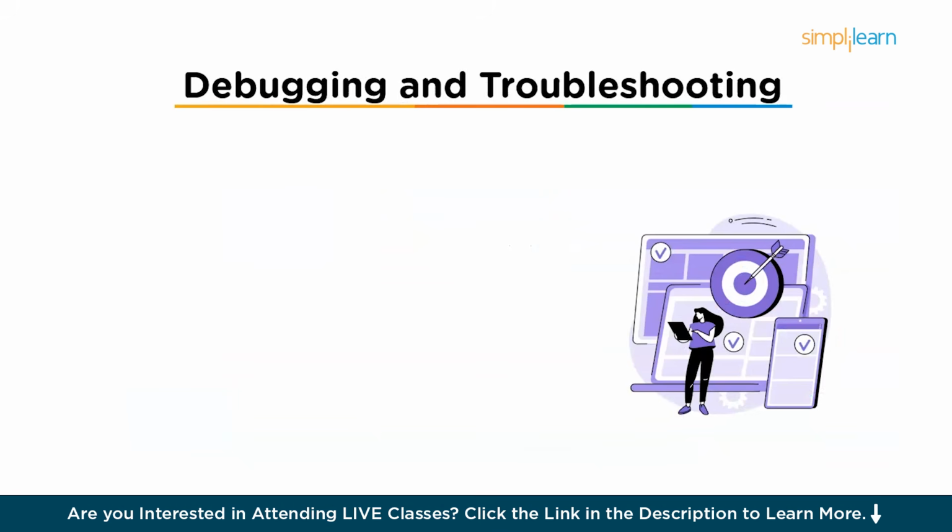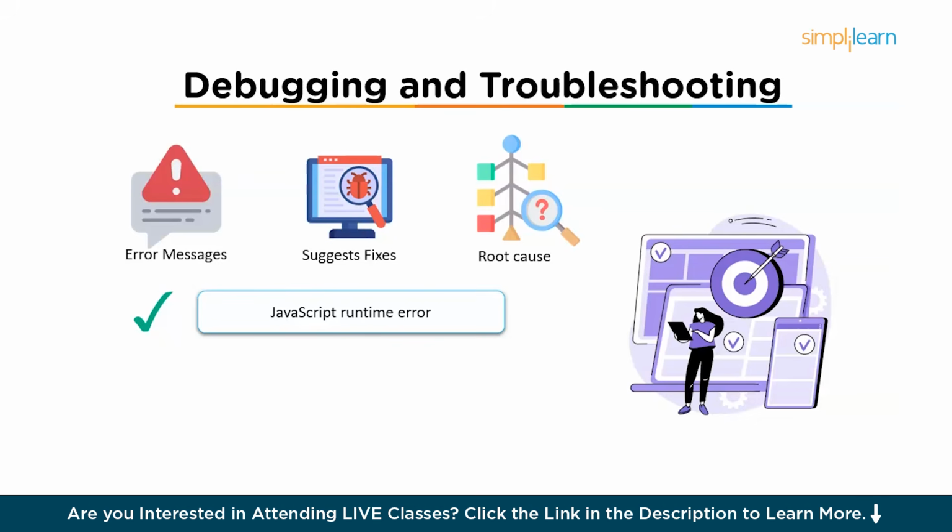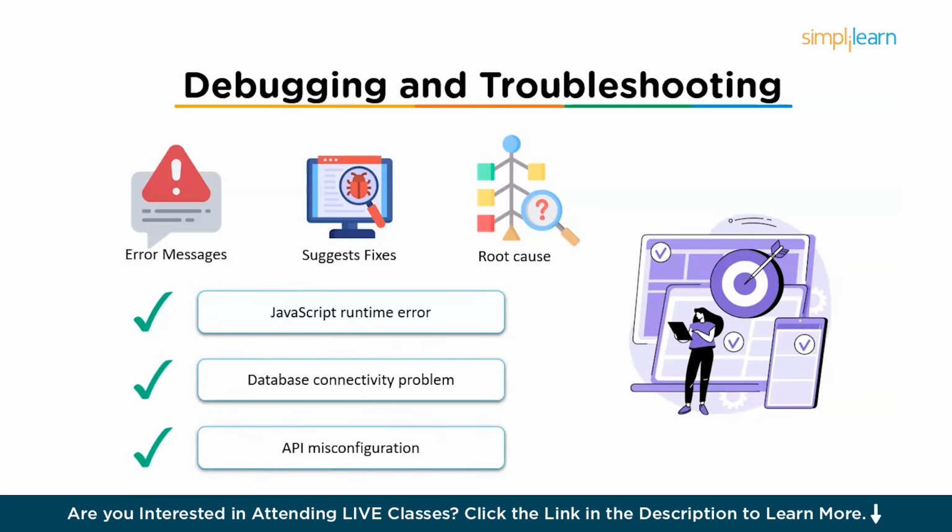Now moving on, we have debugging and troubleshooting. One of the most time-consuming aspects of development is debugging. ChatGPT can analyze error messages, suggest fixes, and explain the root cause of issues in real time. Whether it's a JavaScript runtime error, database connectivity problem, or API misconfiguration, ChatGPT helps developers resolve issues efficiently.